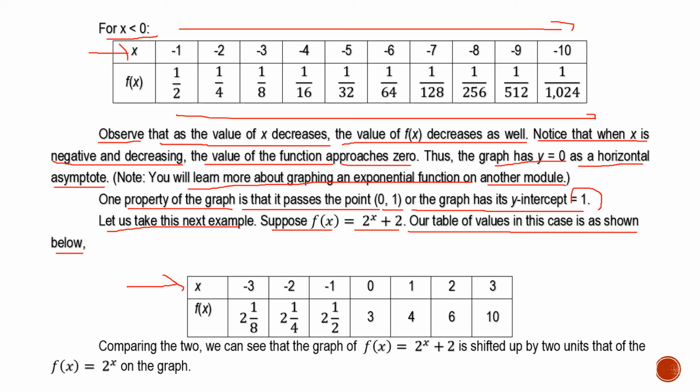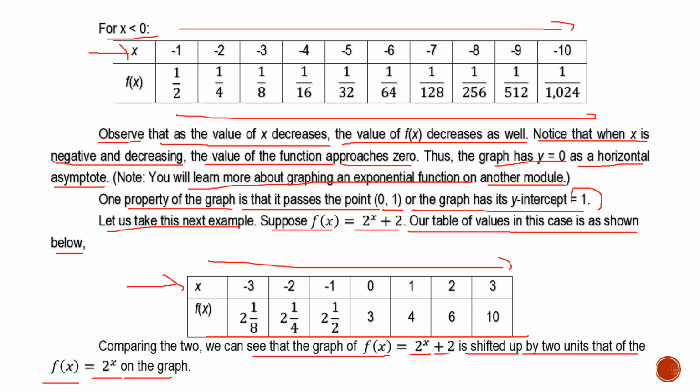In your first row, it starts from -3 to +3. Then your f of x, as you can see in this case, when your x increases, it's automatic that your f of x also increases, no? Comparing the two, we can see the graph f of x is equal to 2x plus 2 shifted up by 2 units from that of f of x is equal to 2x on the graph.